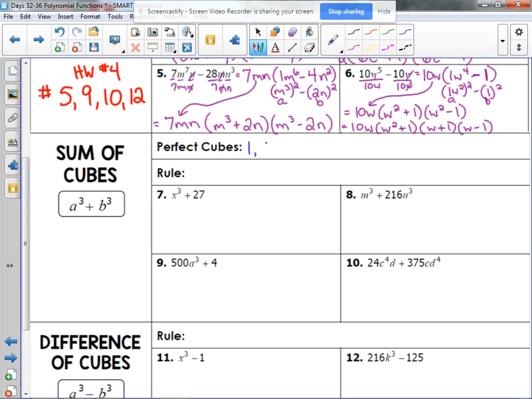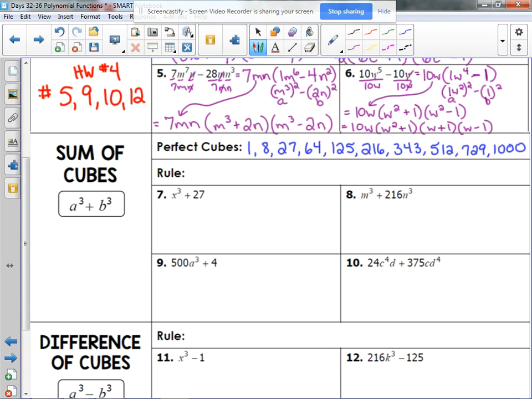1 cubed is 1, 2 cubed is 8, 3 cubed is 27, 4 cubed is 64, 5 cubed is 125, 6 cubed is 216, 7 cubed is 343, 8 cubed, I have to cheat on that one, 512, 9 cubed, 729, and 10 cubed is 1,000. There's nothing special about stopping at 10 other than the fact that very rarely are we going to go any bigger than 10. You can, but usually that's about the limit on the perfect cubes that are going to be involved in our factoring problems.